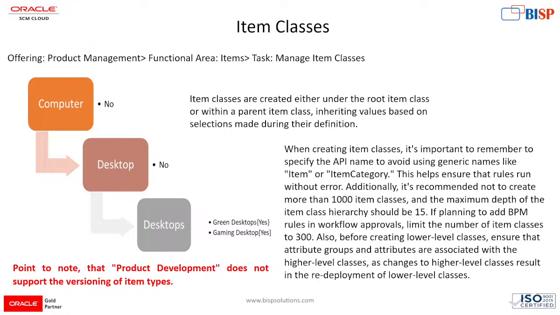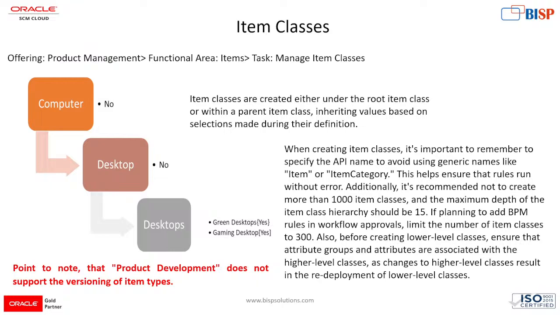For example, you can see here the desktop item class as a child of the computer item class, and both of them are set as not allowed item creation. The green desktop, and we will create a gaming desktop, are item types that belong to the desktop category and are allowed to be created as an item.